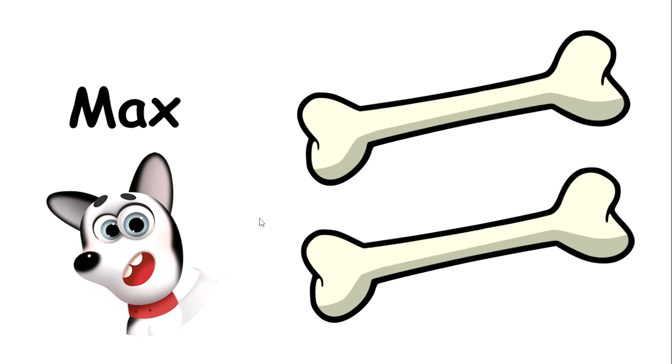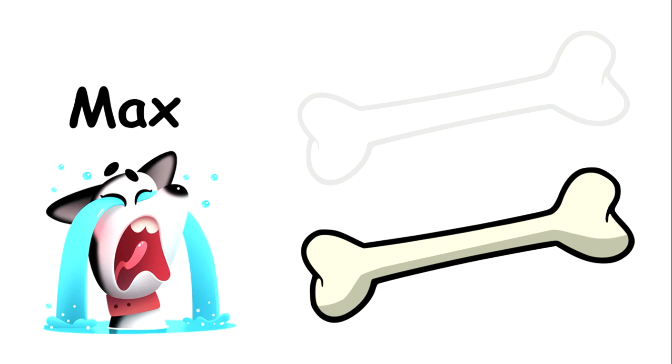But then his owner decided that that's too many bones for Max. So the owner took away one of the bones. That's why I faded the bone out for you. So the owner took away one of the bones, and now Max is crying. Max is so sad. How many bones does Max have left? So the owner took away 1. How many bones does Max have left? He has 1 bone remaining, or we can say he has 1 bone left.